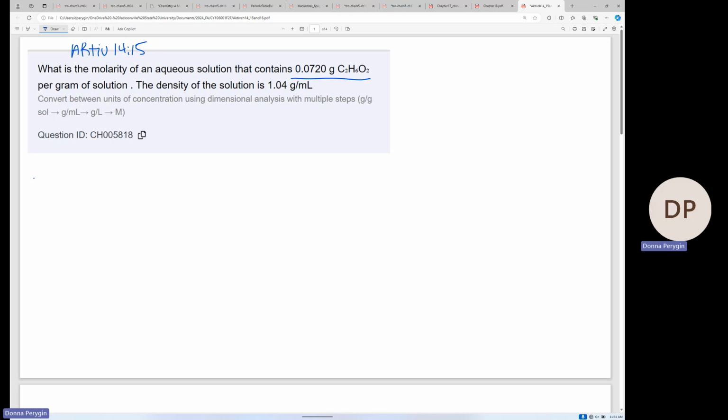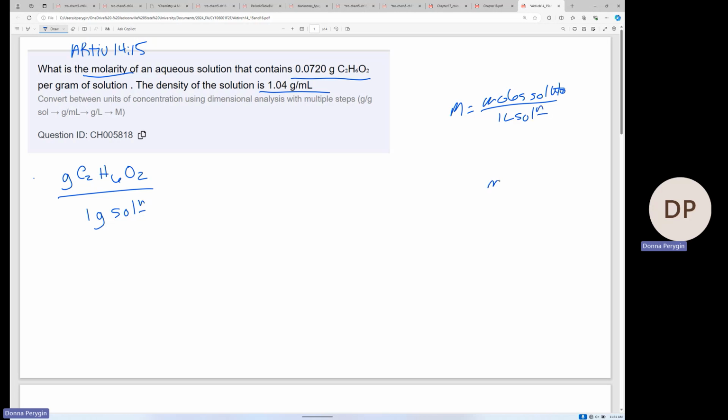C2H6O2, and that's ethylene glycol per gram of solution. And we're told that the density of this solution is 1.04 grams per milliliter. So we've got grams of C2H6O2 per gram of solution. And we need to convert that to molarity. And remember, molarity is moles of solute per liter of solution, right?